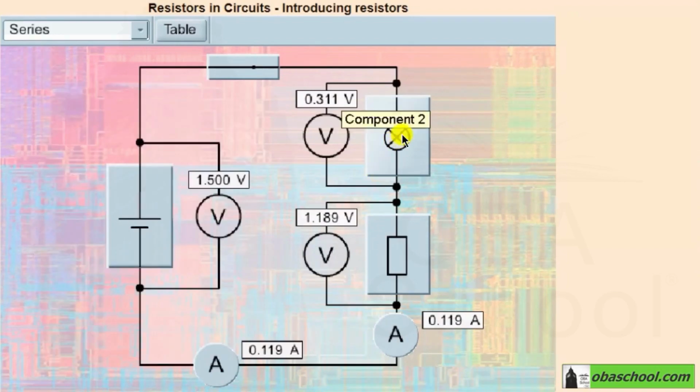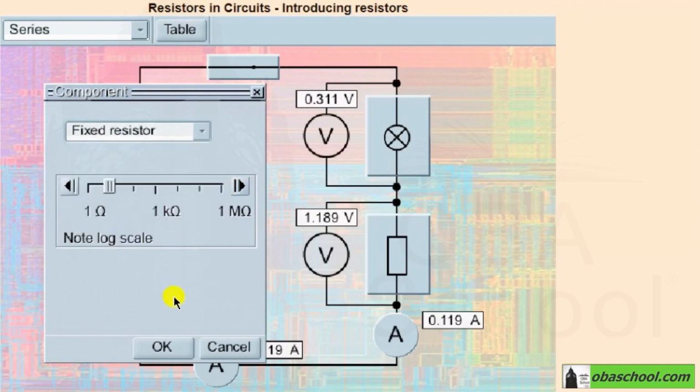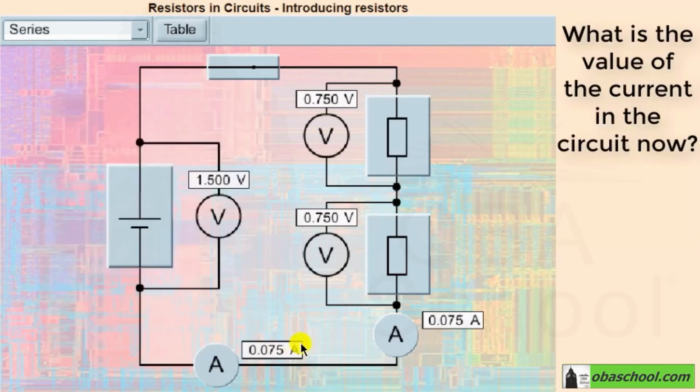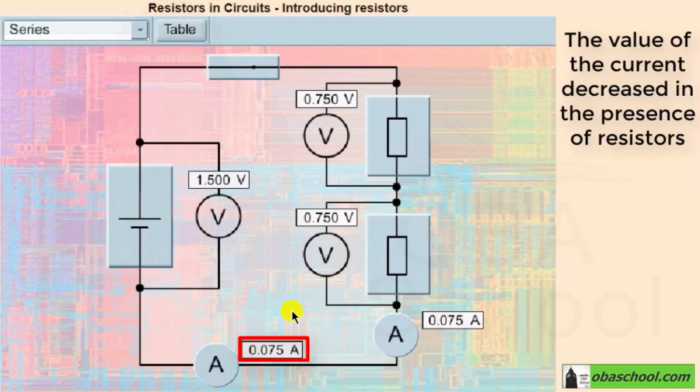Now we're going to repeat this step for component 2. So we will select fixed resistor with value of 10 ohms. What is the value of the current in the circuit now? You're right, it's 0.075 amperes. The value of the current decreases in the presence of resistors.